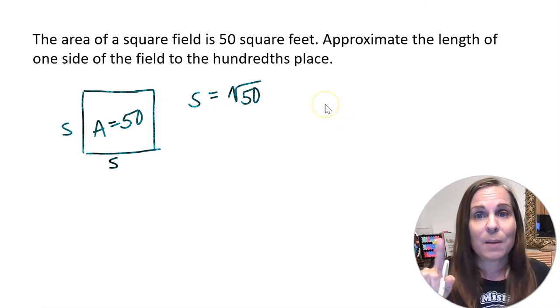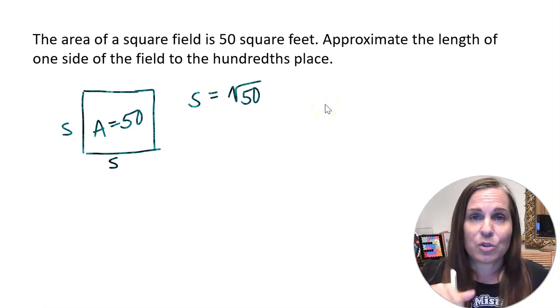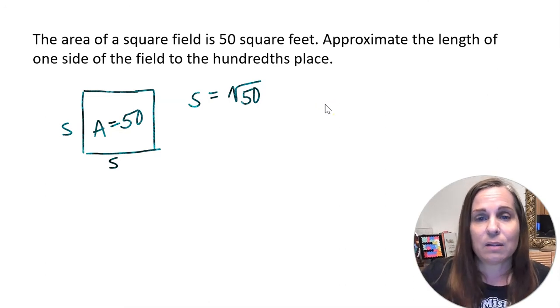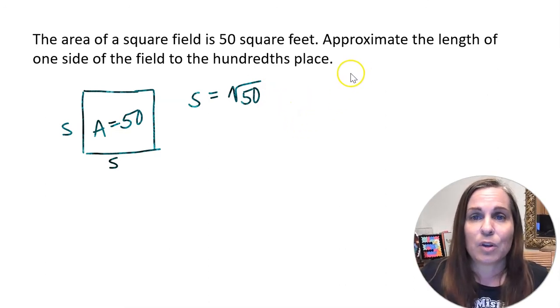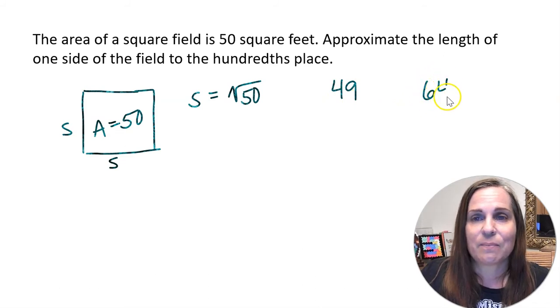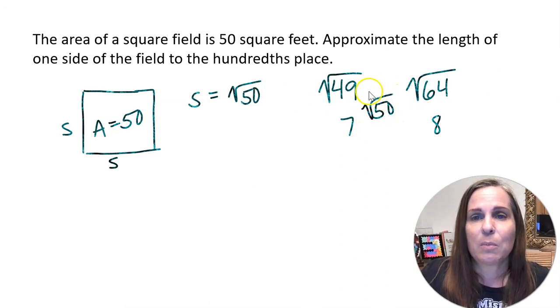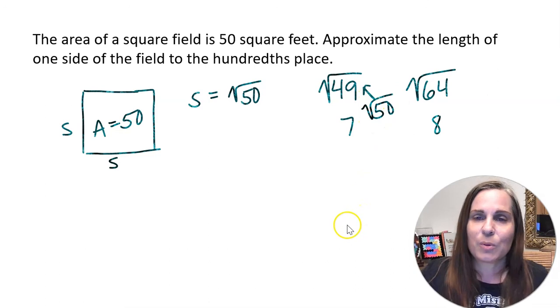So first step, just like the last one, what two perfect squares does 50 fall between? Well, there's 49, which is 7 times 7, and then there's 64, which is 8 times 8. Right? The square root of 49, the square root of 64. This is 7, this is 8. 50 falls in between these two, but it is much closer to 49.